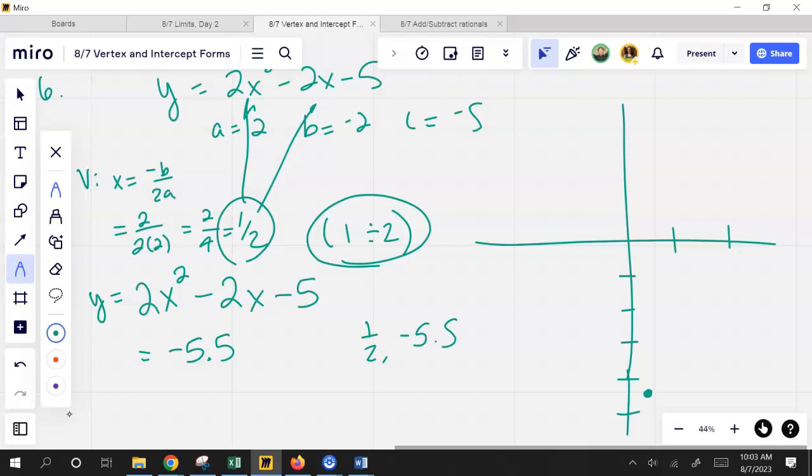I can use my y-intercept this time because it's not the vertex, right? And it's right beside us. It's -5. And then, of course, I'm going to reflect and connect. Everybody okay? All right. Anything else from your homework? Going once, twice.